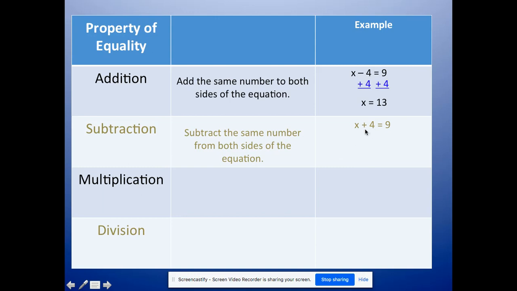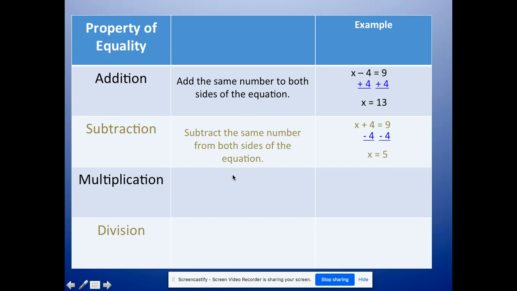In our second example, it looks very similar to the first one, except it's x plus 4 on the left side. And then you have your equal sign in the middle, and then you have your 9 on the right side. So to get x by itself, because that's the goal, we need to do the inverse of adding 4. So the inverse of adding 4 would be subtracting 4 from both sides. 4 minus 4 is 0, so they cancel out, and you get x is equal to 5.